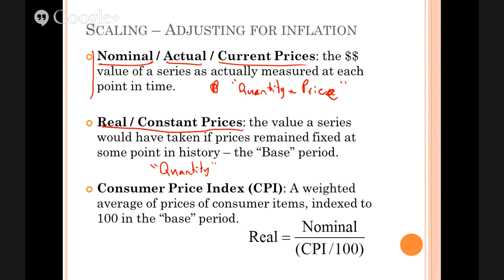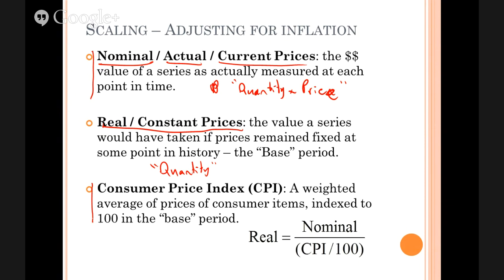So how do we get that? Well, we need a price series. We need some idea about how prices have evolved over time. And the most common price series, there are many price series, depending on what you're actually measuring the price of, but the most commonly used one is what's called the Consumer Price Index. In the case of the Consumer Price Index, we're taking a weighted average of prices of all sorts of consumer items across the whole of the country, different capital cities.